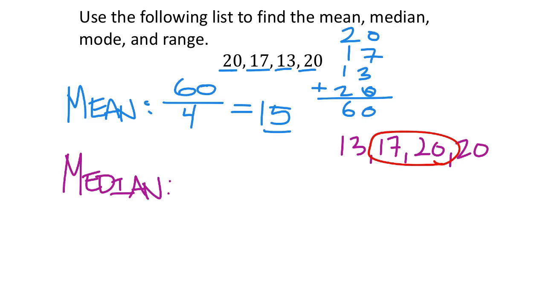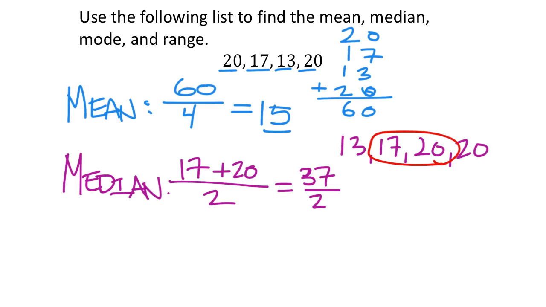To find the median, I'm going to take those two numbers, 17 and 20, and add them together. When I do that, I'm going to divide by 2. So 17 plus 20, 37. And if we divided this, we're going to get a decimal. So I'm just going to keep it as this fraction right here, okay? So we'll say 37 halves. Not that I expected a fraction on this one, but that's okay.